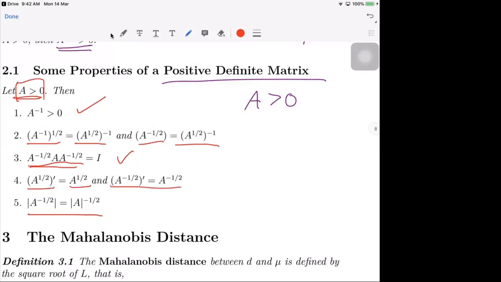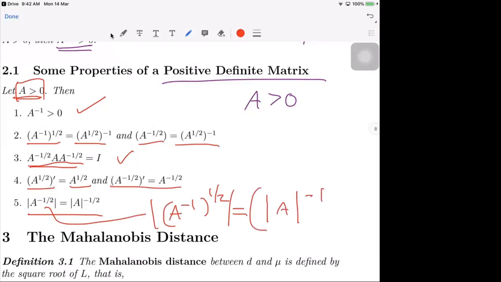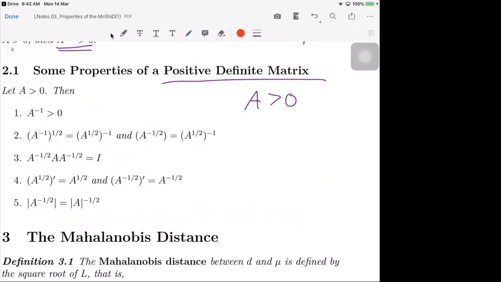And this is the determinant, no? So the determinant of the inverse of the square root of A, because you can write this as A inverse and then get the square root, is just equal to the determinant of A, then get the inverse, and then you can also get the square root. Okay, so that is equivalent.